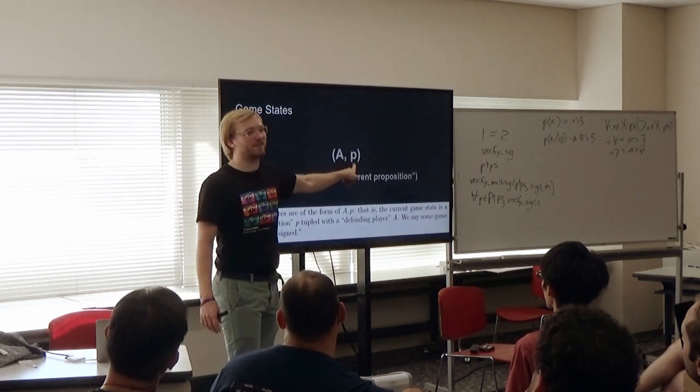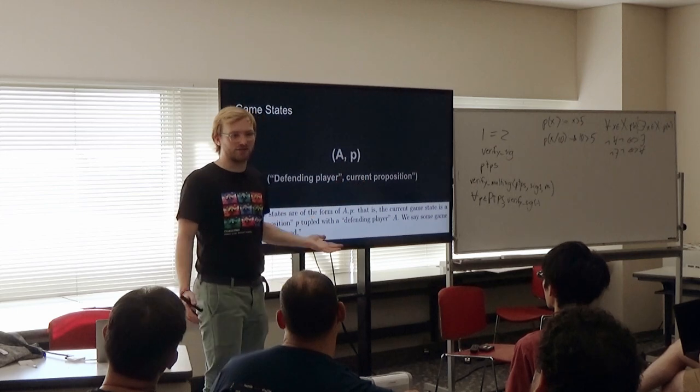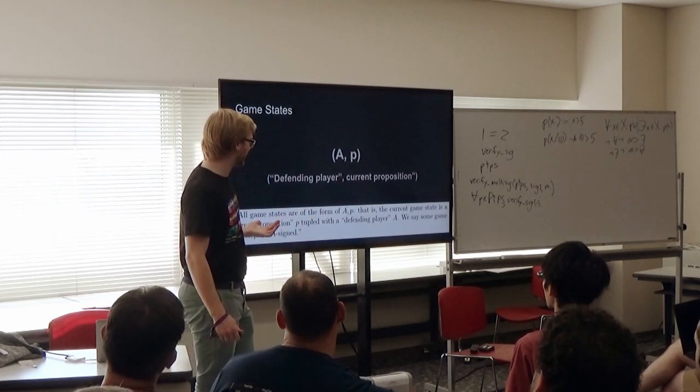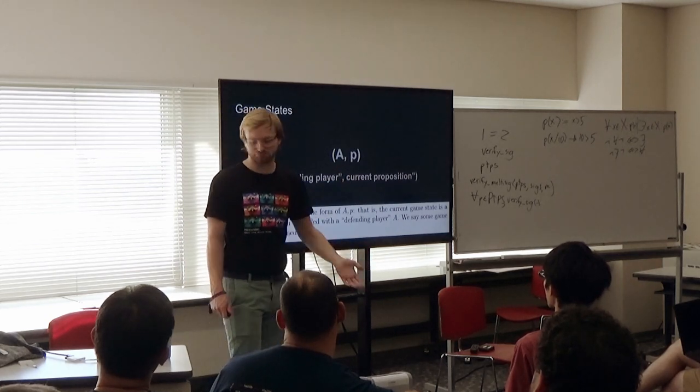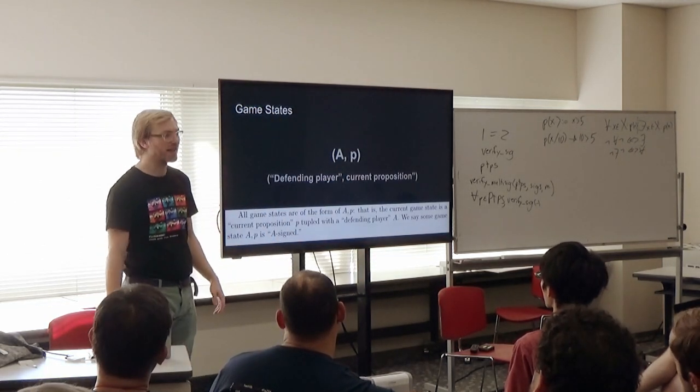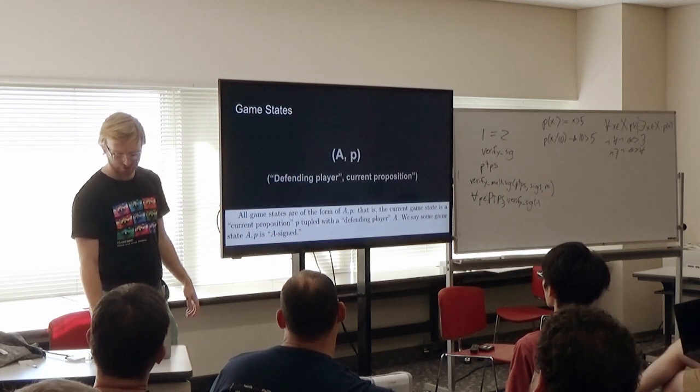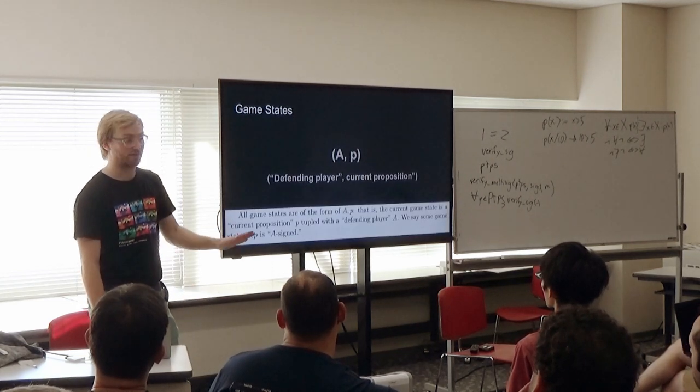So we might say that this game state is assigned. I don't know, this is something that I found in a lot of game semantics logic. So an assigned state is one in which A is the defending player. Just an interesting little notation that I may or may not slip up and use through the rest of this presentation. Okay, that makes sense to everyone, right?